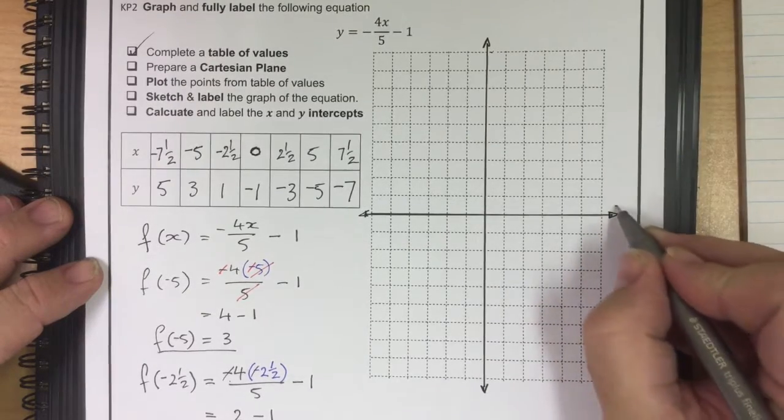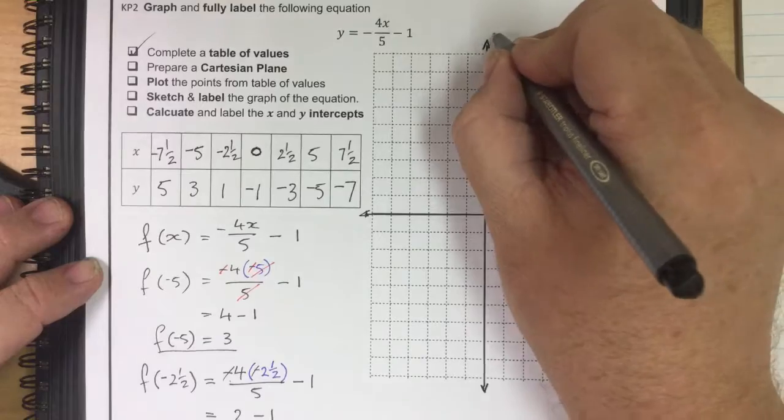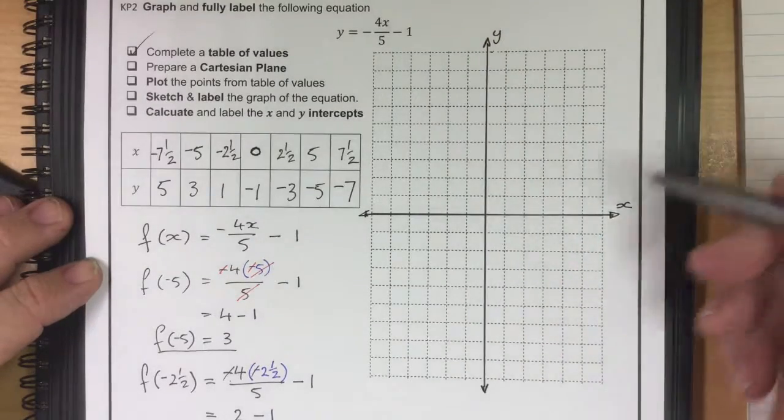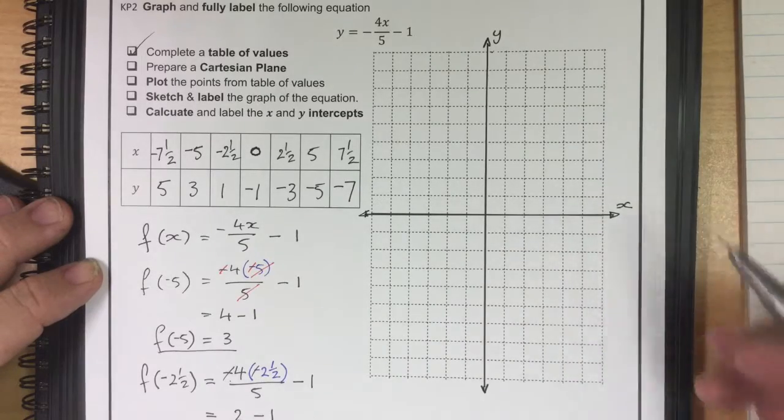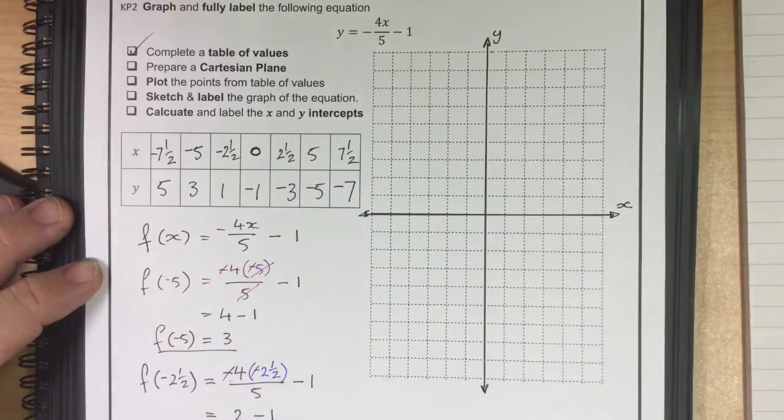This number line needs a label, so it's going to be my x. This number line needs a value, so it's going to be my y. It's now officially a Cartesian plane lacking a scale. So the next thing I need is a scale because I have to plot these points.